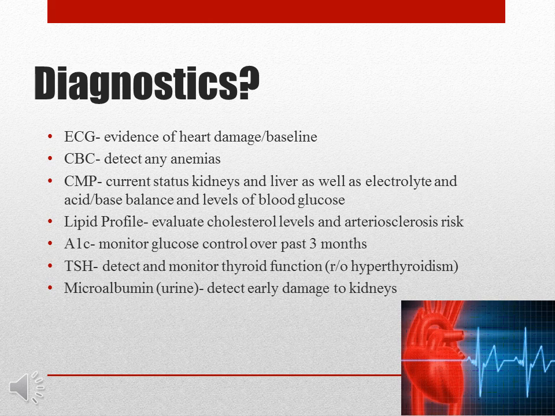A CBC is a lab value which will detect any anemias. A CMP, a complete metabolic panel, is also a lab value that will detect the current status of the kidneys and liver, as well as electrolyte and acid-base balance and levels of blood glucose. We also will draw a lipid profile, which will evaluate cholesterol levels and arteriosclerosis risk. An A1C monitors glucose over the past 3 months.